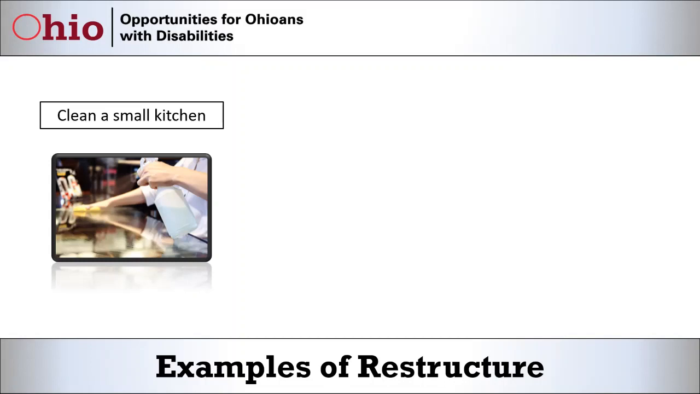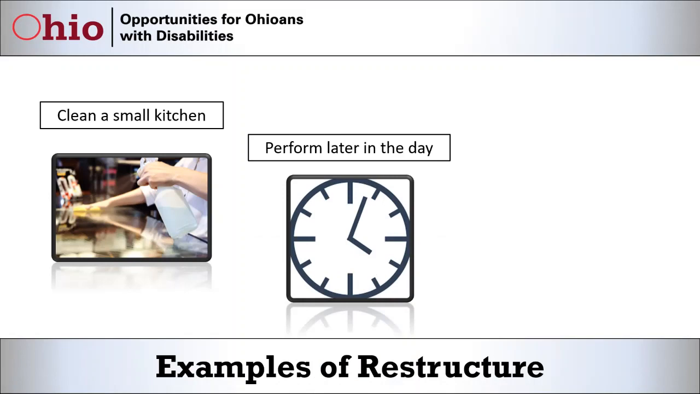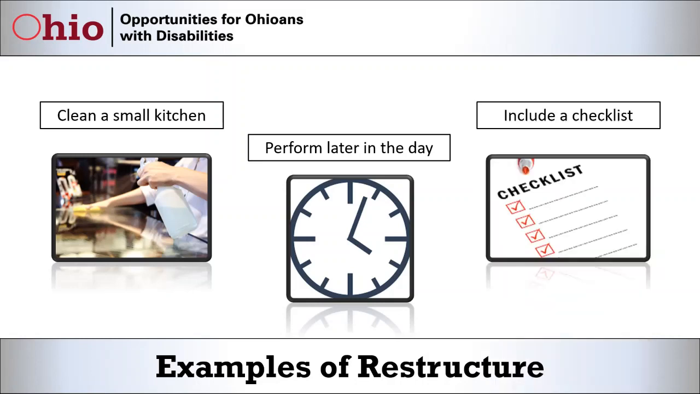Another example from JAN indicates that an employee's disability makes it impossible for him to perform a certain essential function in the morning. And so as a reasonable accommodation, the employer permitted this essential function to be performed later in the day. And one final example is that an employee with a disability that impacts memory has difficulty remembering the order of his work tasks. And so the job was restructured to include a checklist of tasks the employee could reference to indicate that a task was completed and to enable him to remember which task to do next.